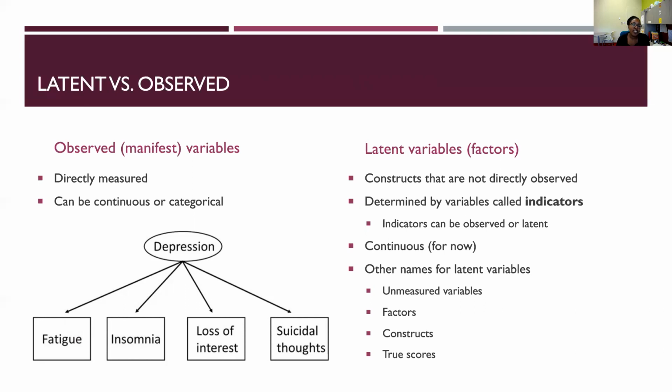For latent variables, these are going to be the constructs. They're not directly observed, but they're determined by the indicators, that is, the observed manifest variables. These are continuous for now, and some of the other things we call them are unmeasured variables, factors, constructs, and true scores. So you'll notice here that we call our latent variables constructs because we think that they're measuring the construct that we are associating them with. But you'll also hear factors quite a bit.